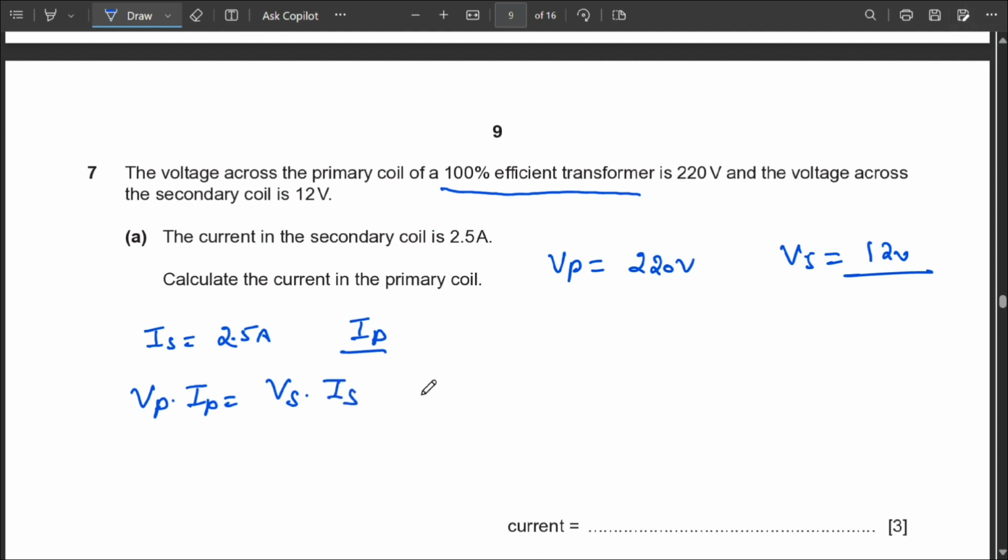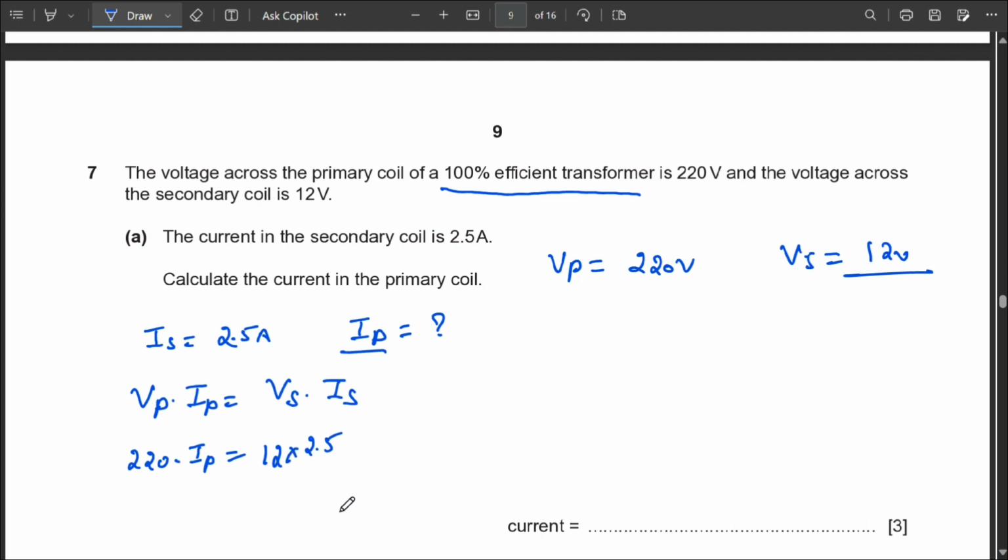Now, using this formula and substituting the values, VP is 220. You have to find IP, the current in the primary coil. So just write IP is equal to VS. Voltage in the secondary coil is 12 volt, and current in the secondary coil is 2.5.